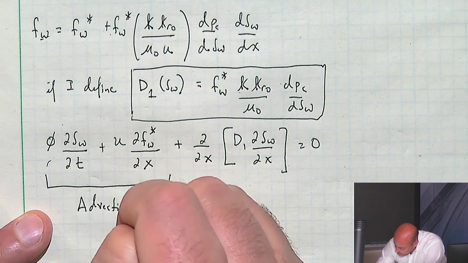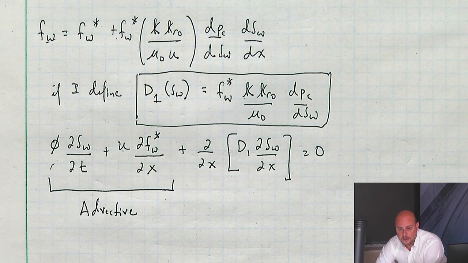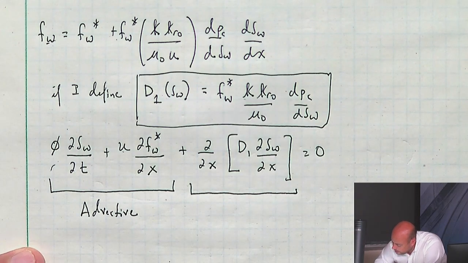By advective, I mean due to flow. And by flow, there's a velocity there, u. So this is exactly what we would have in the absence of any capillary pressure, and we've been ignoring capillary pressure. If you include capillary pressure, you've got this term as well.